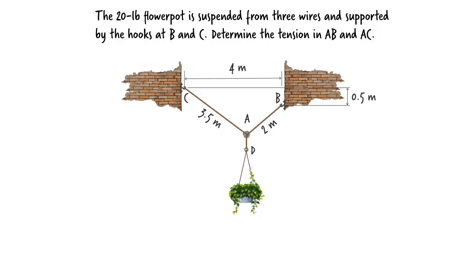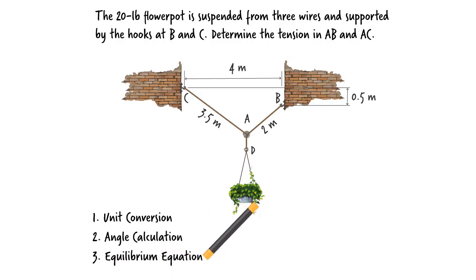There are three main steps involved in solving this problem. First, we need to convert pound force to newtons, since we would like to have all the units in the metric system. Then, we must determine the angles associated with wires AB and AC. Finally, we are going to use point A as our particle, draw the force diagram, and use the equilibrium equations to calculate the tension force in each wire.